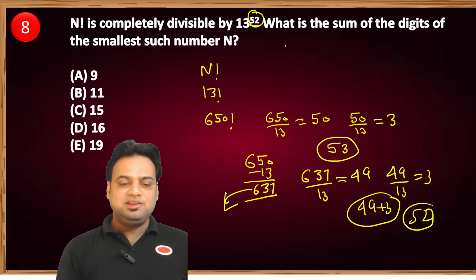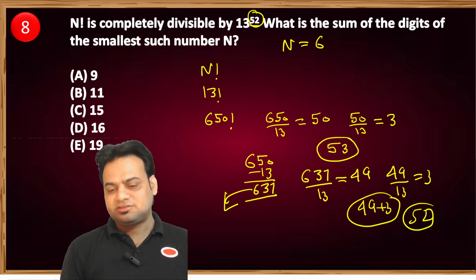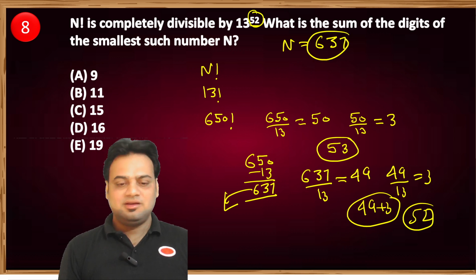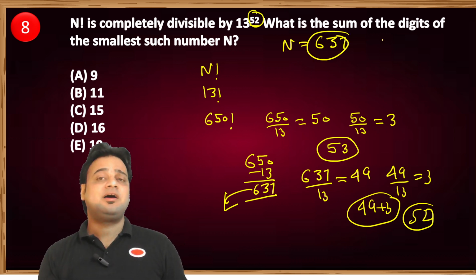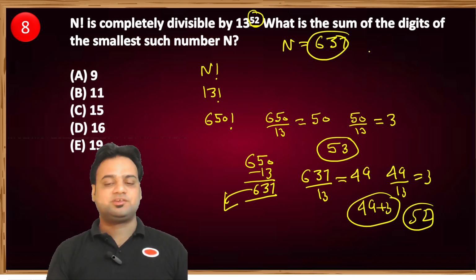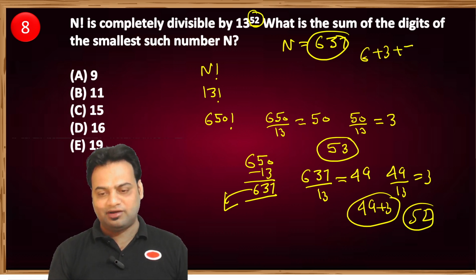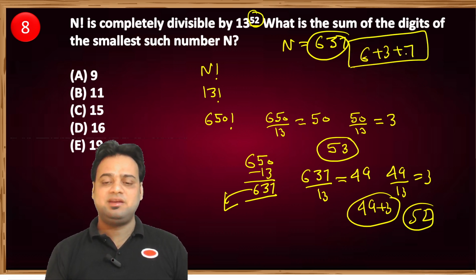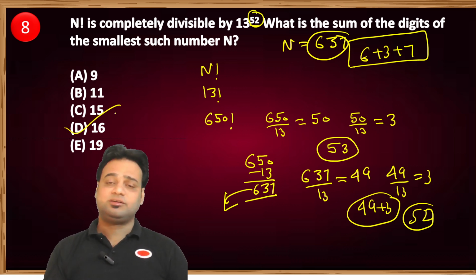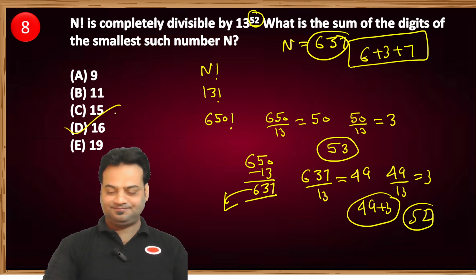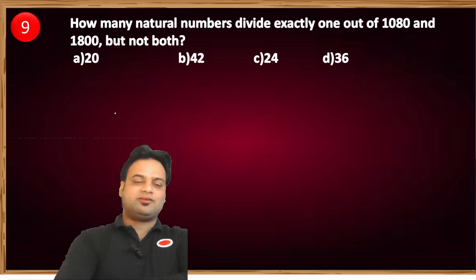So the least value of n is 637. The question is: what is the sum of the digits of the smallest number? So 6 plus 3 plus 7: 6 plus 3 is 9, and 9 plus 7 is 16. So option D is the correct answer. Let us move to the next question.